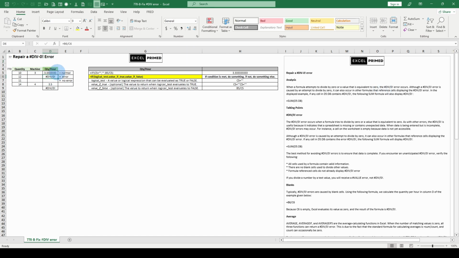What do I mean? B6 divided by C6. What happens when you try to divide 12 into 0? You're going to get a div error. And then when you try to sum it up, guess what happens? You get a div error. Happens all the time. In other words, there's a blank there, and there's no way to divide 12 by blank.